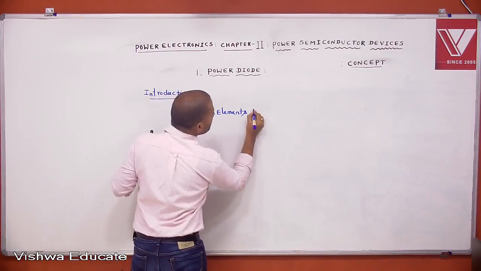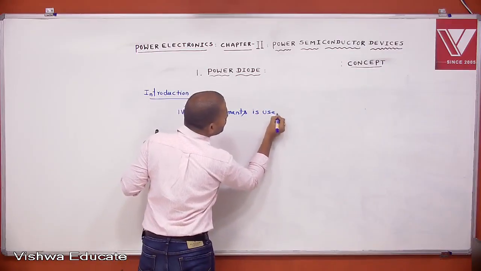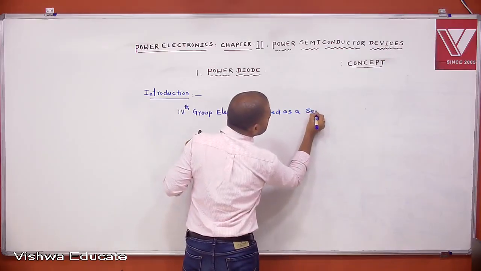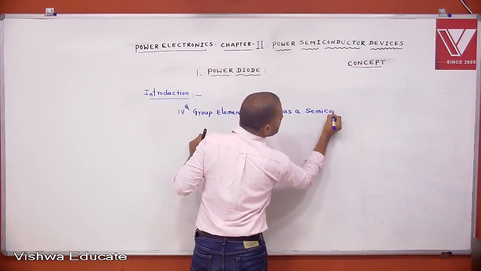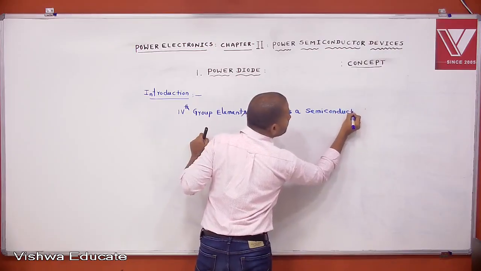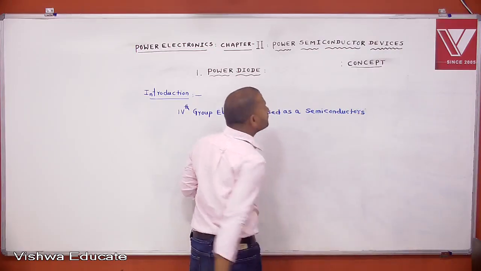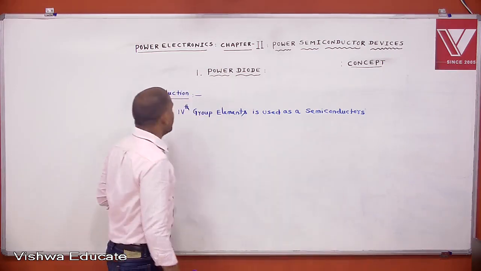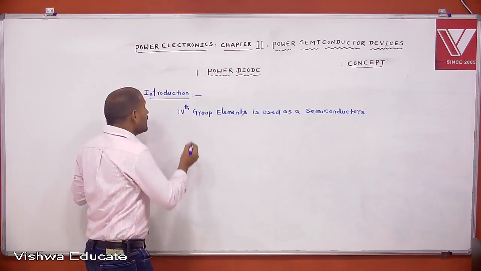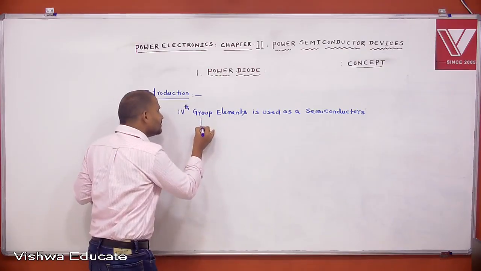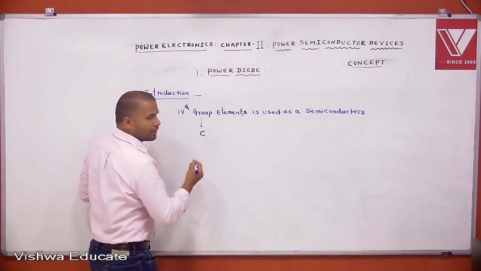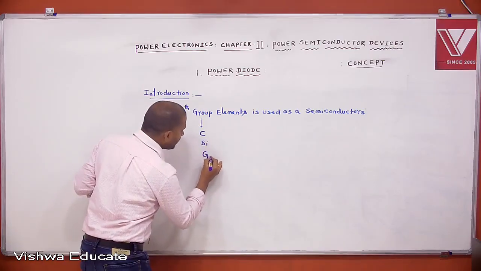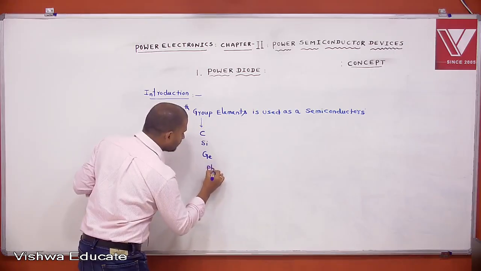are used as semiconductors. Fourth group elements are used as semiconductors. Which are the fourth group elements? Carbon, silicon, germanium and lead.